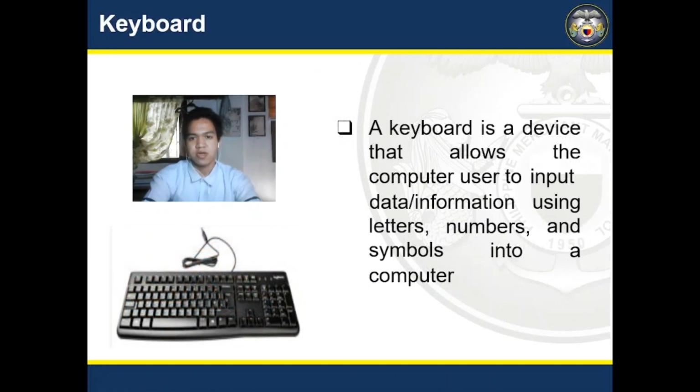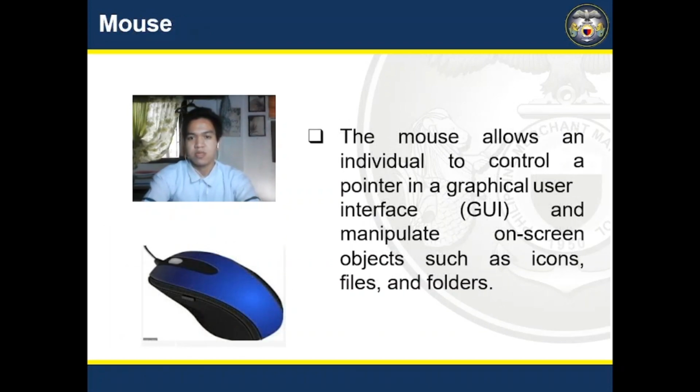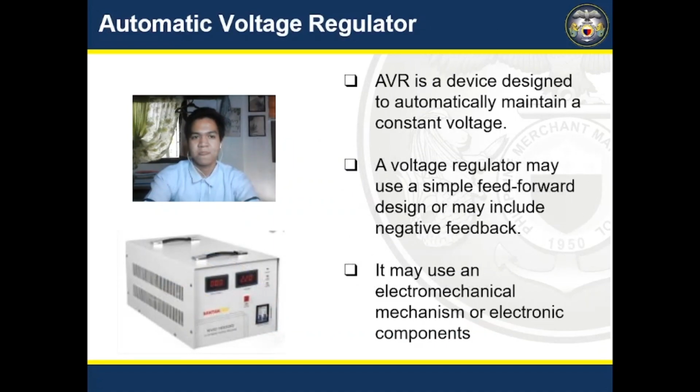And keyboard. Keyboard is a device that allows the computer's user to input data and information using letters, numbers, and symbols into a computer. Mouse. The mouse allows an individual to control a pointer in a graphical user interface, GUI, and manipulate on-screen objects such as icons, files, and folders.